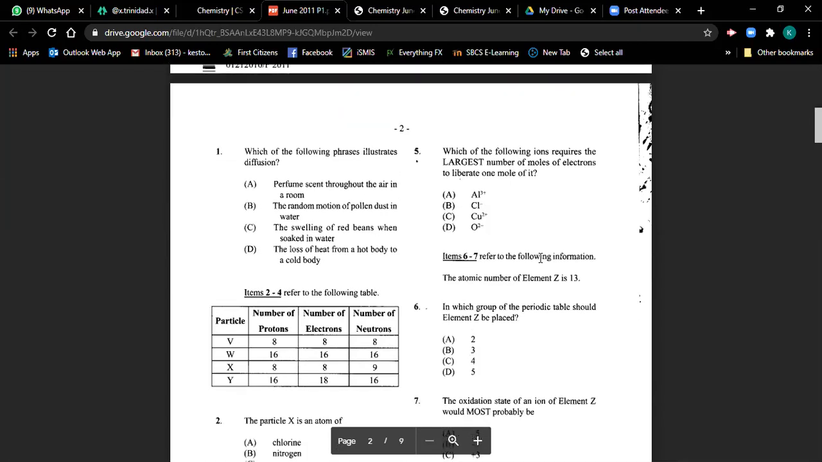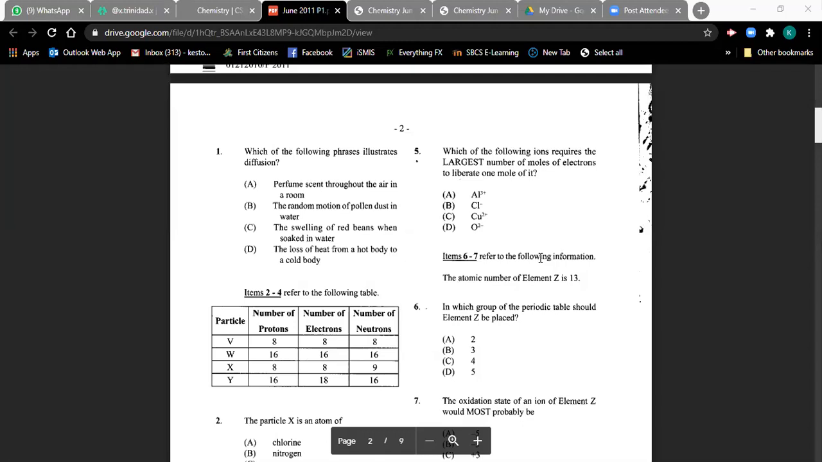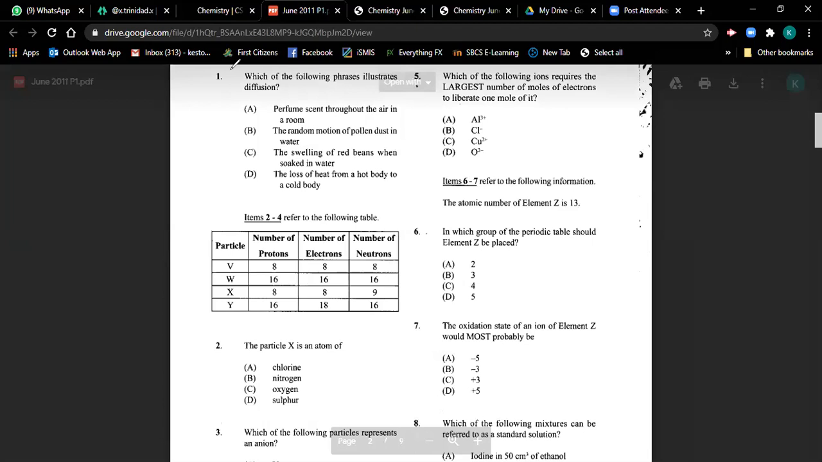Which of the following phrases illustrates diffusion? Perfume scent through the air in a room, random motion of pollen dust, swelling of a red bean soaked in water, loss of heat from a hot body to a cold body. A. Nice.